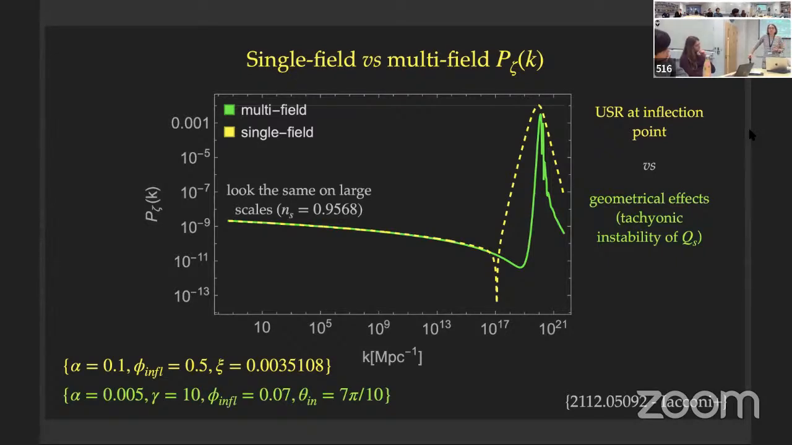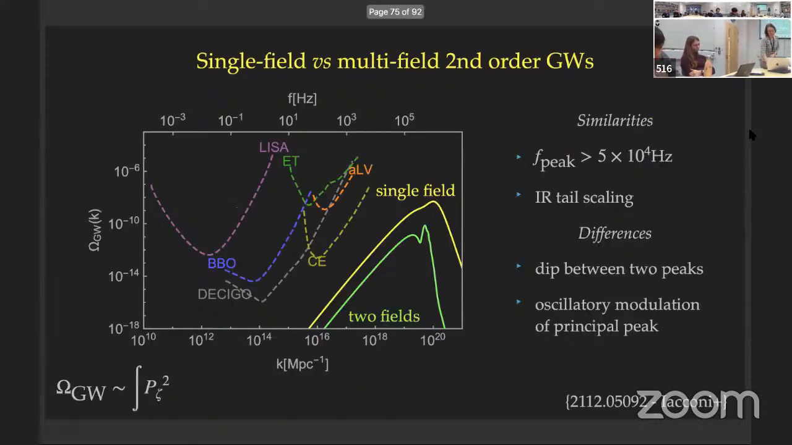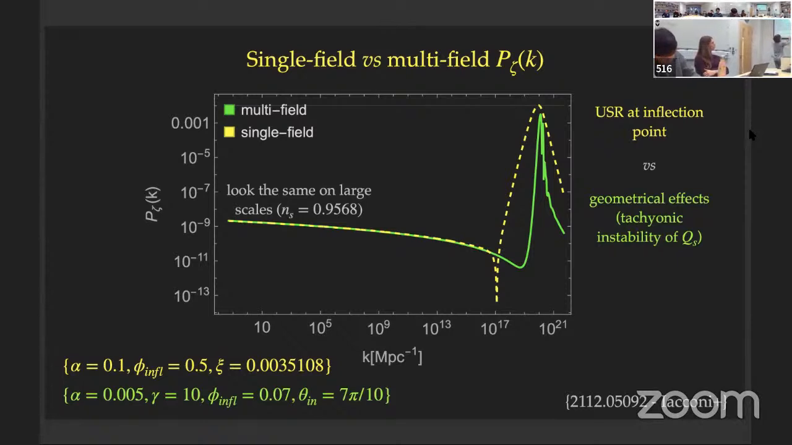So we are at the end. I said a lot of words, so let's recap the key points. We have looked at two different models, single and multi-field within alpha-attractors, that produce large scalar fluctuations on small scales. This line corresponds to a single field model, and this line corresponds to a multi-field model. The take-home message: they come from different effects. Different things are playing a role in the single field and in the multi-field case, but they will look the same on large scales, because what happens on large scales is fixed solely by the position of the peak, not the nature of the peak.